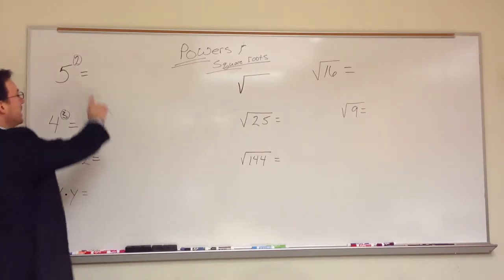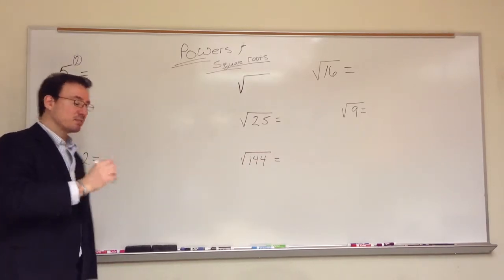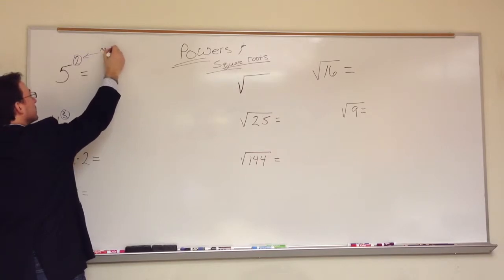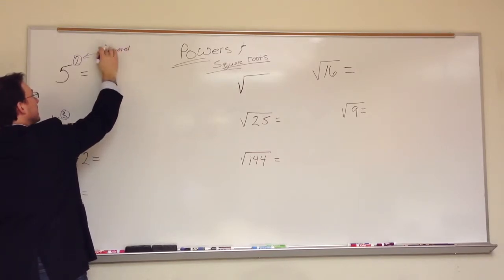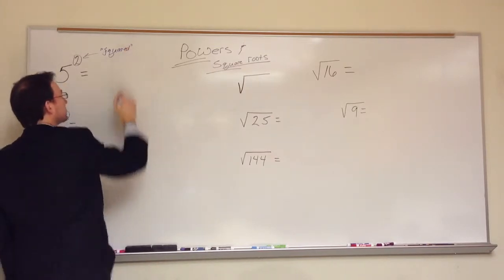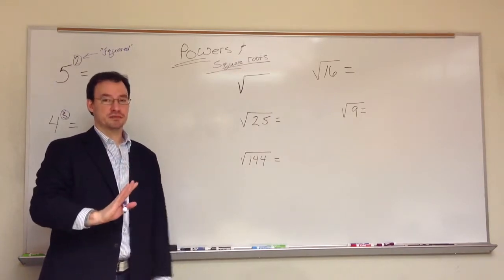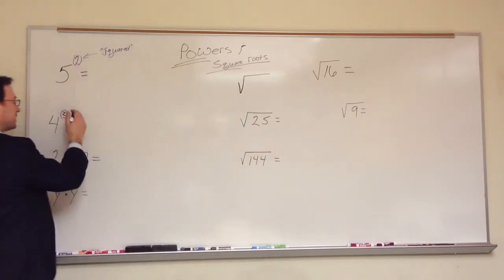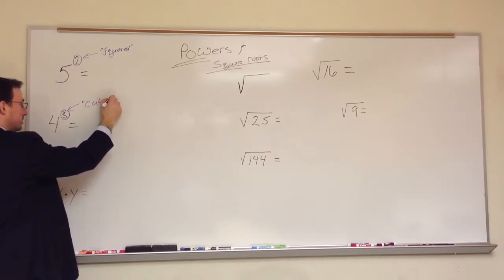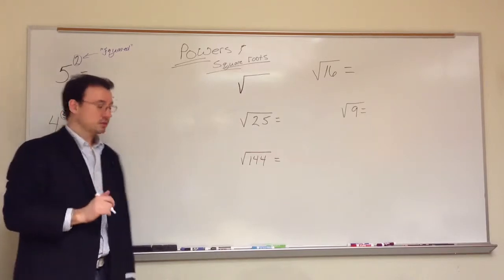But the second power and the third power, they have special names. If it's to the second power, people typically talk about that as something being squared. Something squared means times its own self 2 times. I'll break this down for you here in just a little bit. When something is to the third power, people talk about that as being cubed. 4 cubed, or times its own self 3 times.